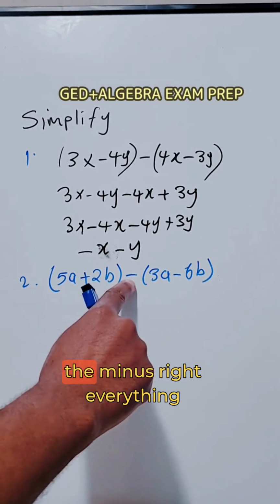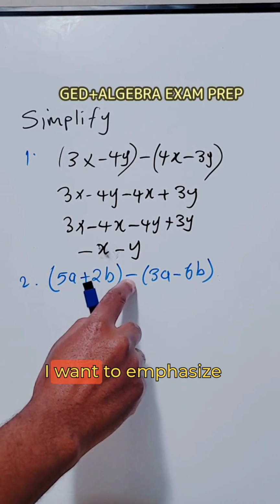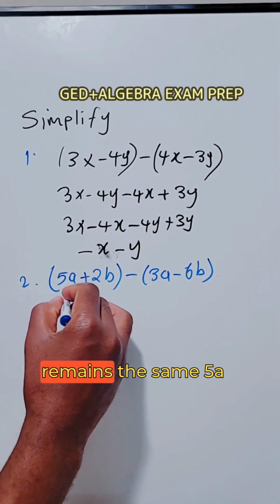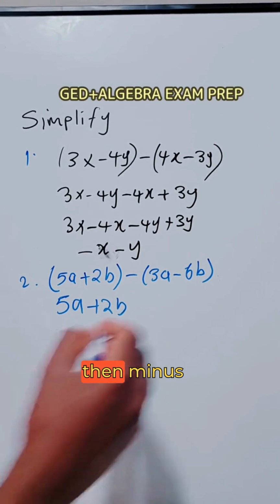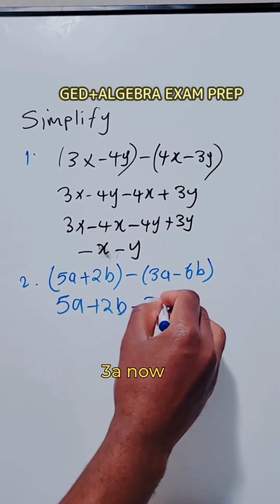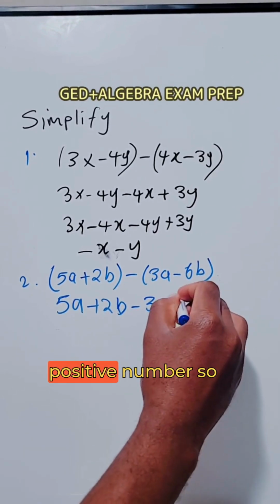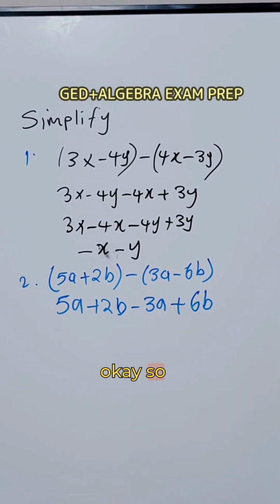The key thing here is the minus, right? Everything is simple. I mean, everybody knows that 5a minus 3a is just 2a, right? But the trick is the negative. So I want to emphasize the negative. So the first part remains the same, 5a plus 2b, okay? Then minus 3a. Now, minus, right? Negative, negative is a positive number. So that is positive 6b, okay?